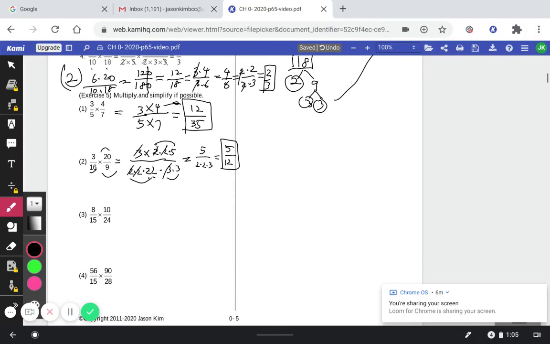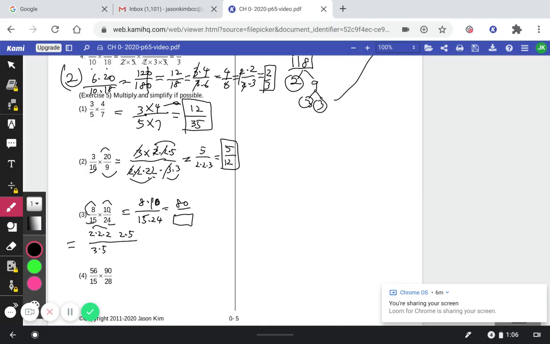Okay. Next one, I'm going to try another way. 8 times 10 over 15 times 24. So you end up with 80 out of, ooh, big number. So I better break it down the other way. 8 is 2 times 2 times 2. 10 is 2 times 5. 15 is 3 times 5.